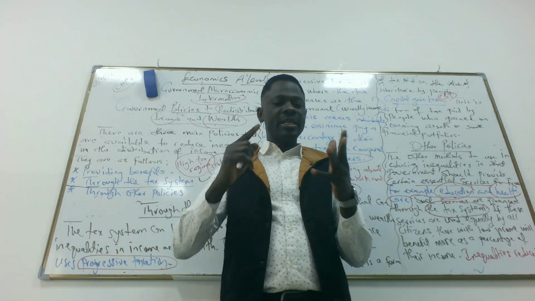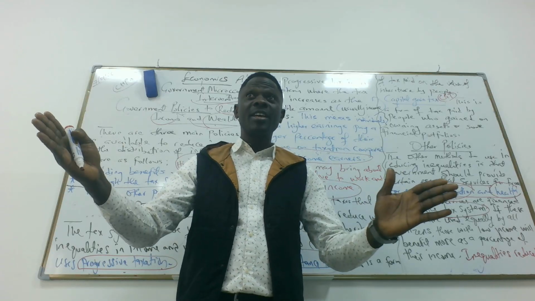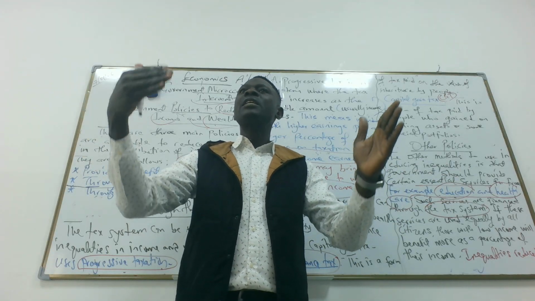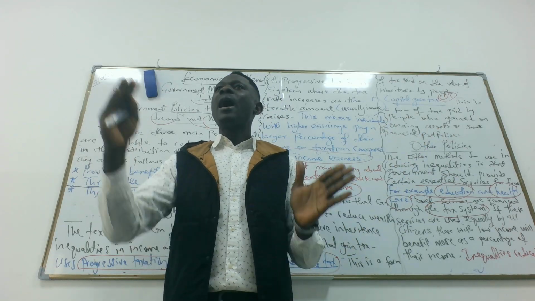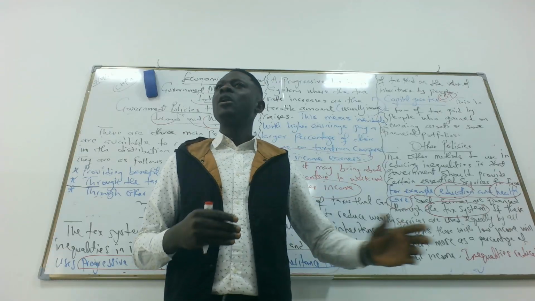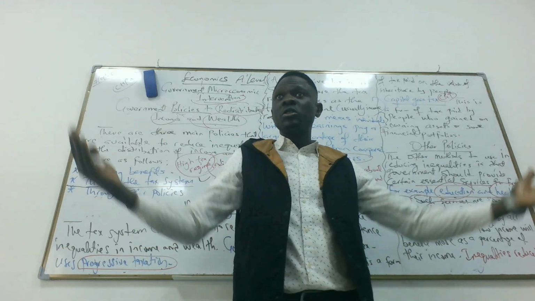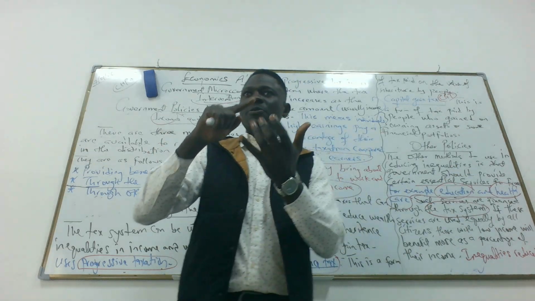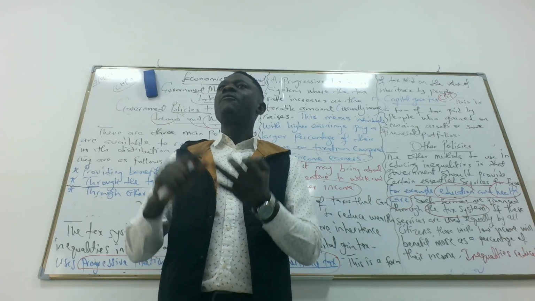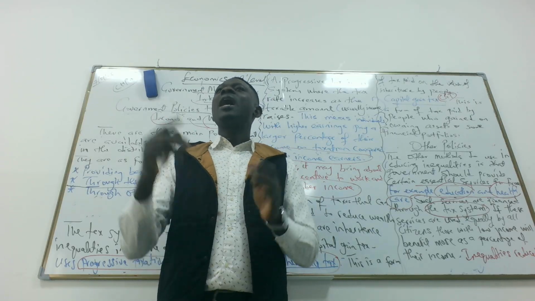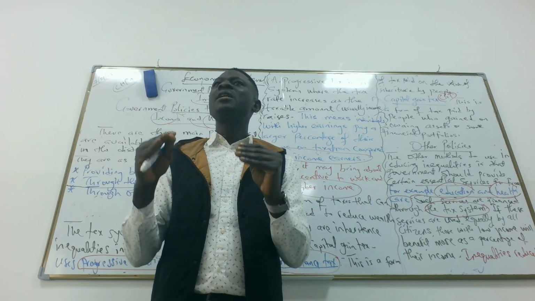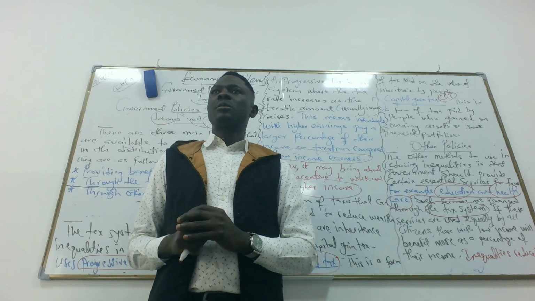If government provides healthcare and education for free, and everyone has equal opportunity to use them, how does this benefit low-income earners? Because everybody is using the same system. There's free education, there's free healthcare for both the rich and the poor. How does this benefit the poor more than the rich?